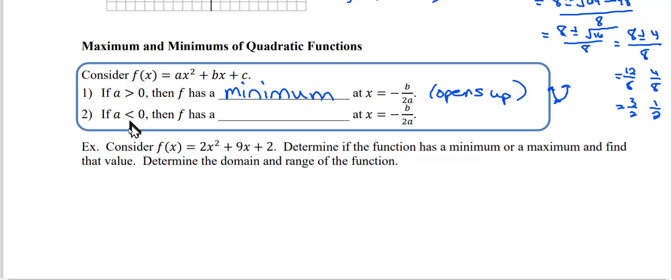If a is less than 0, that means it opens down like this, and at that vertex you have a maximum.